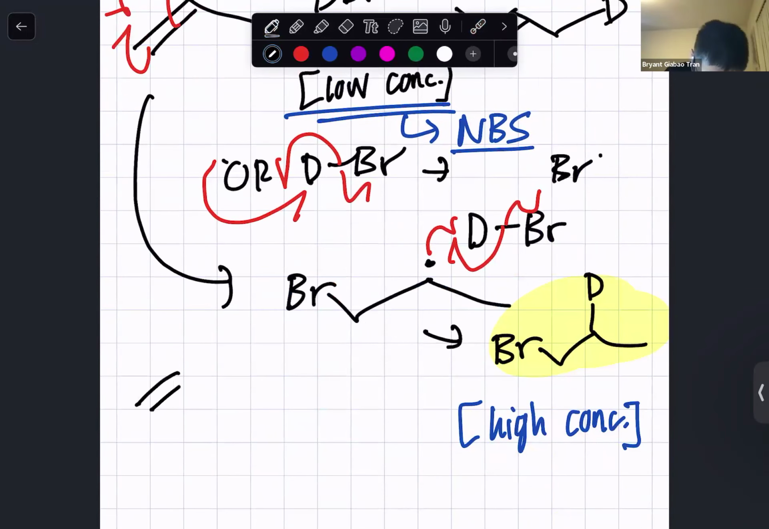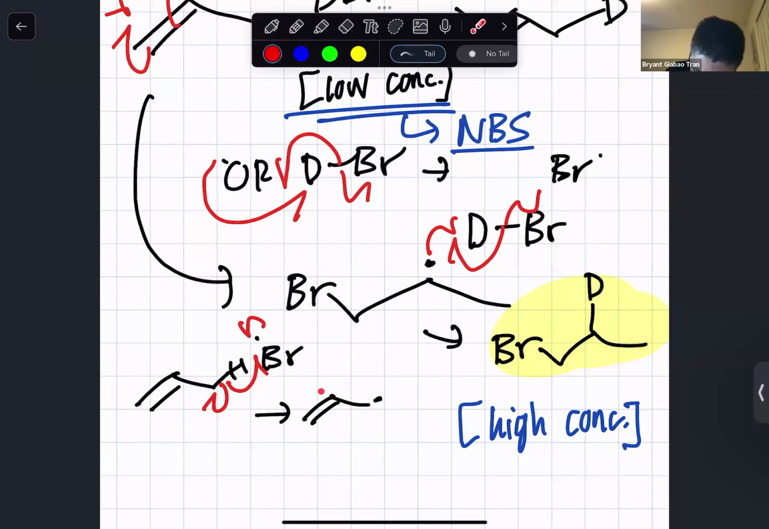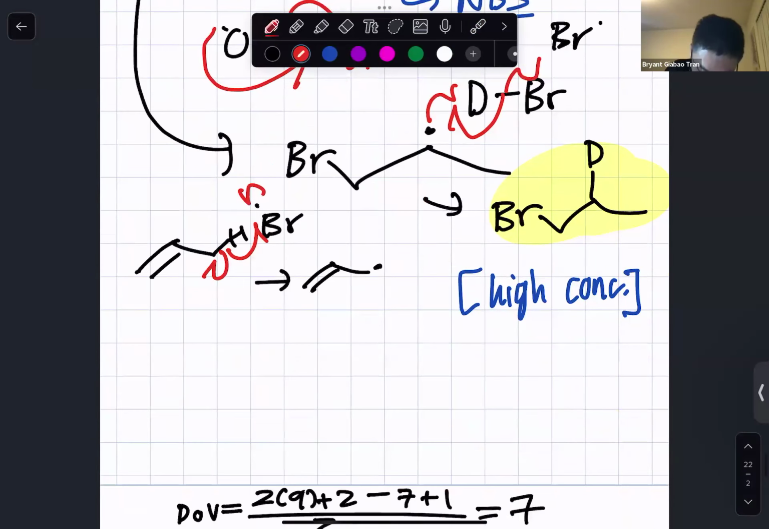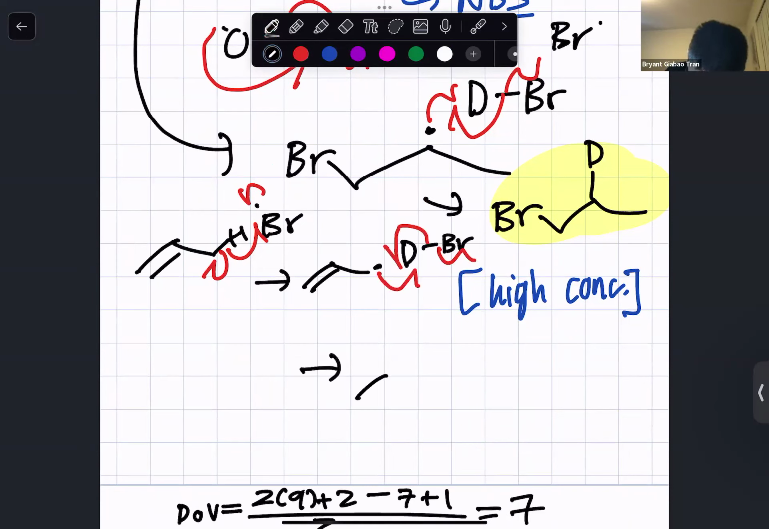Right. That mechanism is like this: once you have the Br radical, that's going to form that allylic radical, which is stabilized because it can do resonance with the double bond nearby there. And then from here, we bring in the DBr to propagate the chain further by grabbing that D and kicking out the Br radical, like that.